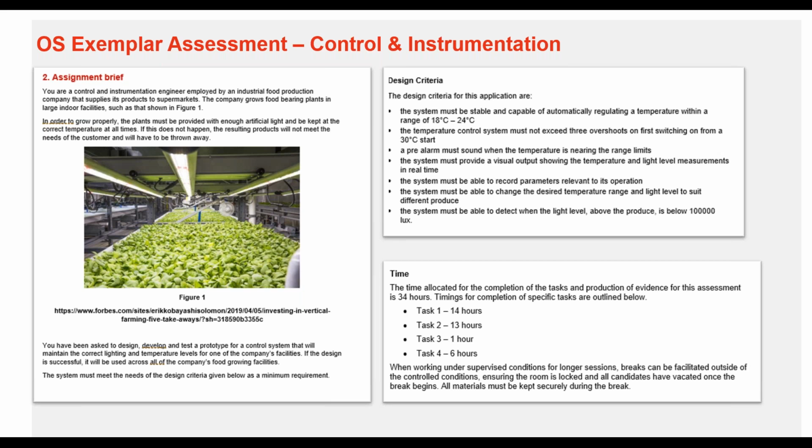Again, you've got the temperature range from 18 degrees to 24 degrees. Temperature control must not exceed 30 degrees. Pre-alarm if it goes above that range. Visual output showing the temperatures and light measures. Recording parameters, making sure that it's in operation, and also how it changes as well. And again, the type of lights, how much lighting needs to be on that fruit and veg as well. So again, it's very practical based, more about understanding controlling temperatures and also the lighting within the food industry. So those learners might want to go into food and development, for example.